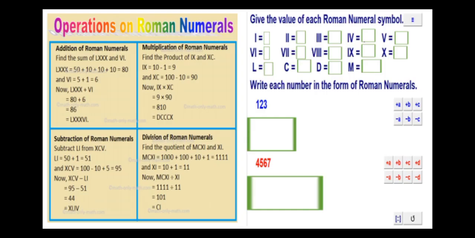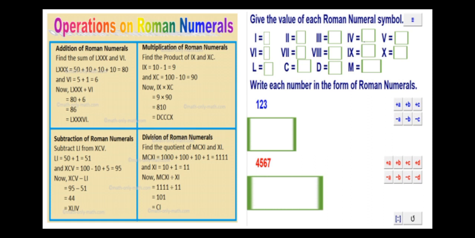Operations on Roman numerals. Addition of Roman numerals. Find the sum of LXXX and VI. LXXX equals 50 plus 10 plus 10 plus 10, which is equal to 80. And VI is equal to 5 plus 1, which is equal to 6. Now, LXXX plus VI is equal to 80 plus 6, which is equal to 86. In Roman numeral symbols, it is LXXXVI.